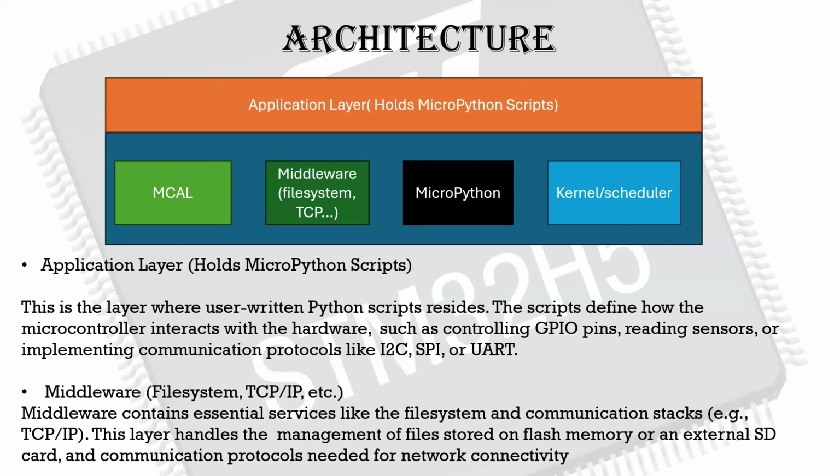In this layer, we have multiple blocks. Some high-level blocks I have shown here. The first one is the HAL, then middleware, MicroPython, and kernel. We'll see what exactly the MicroPython block is. All of us know MicroPython is derived from Python. Python itself is an interpreted language, not a compiled programming language. So it's basically an interpreter, and that interpreter is there in this block.